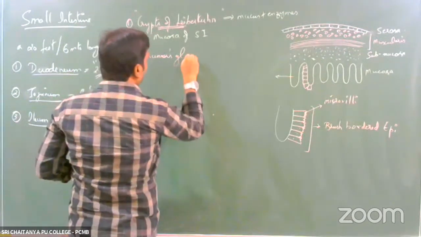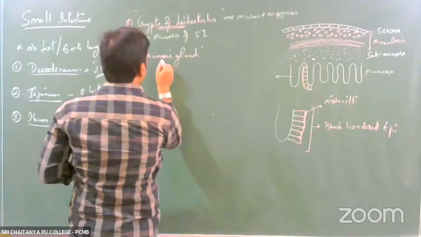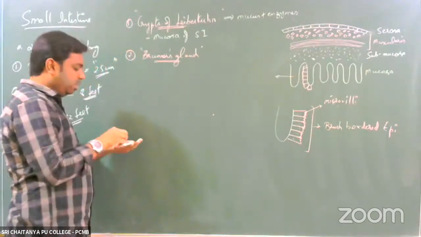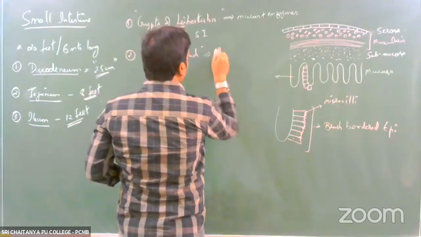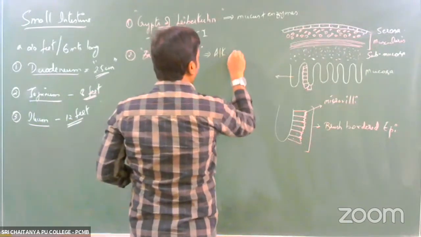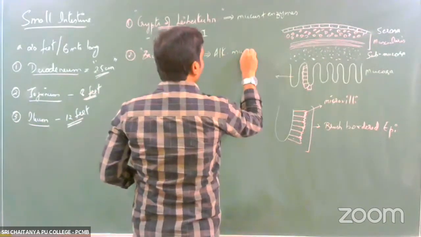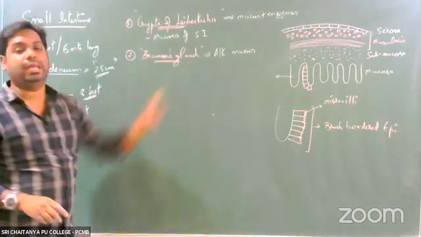Right, it is called the Brunner's gland. So this is the second gland that is being present. This Brunner's gland would start secreting alkaline mucus. Right, so Brunner's gland would secrete alkaline mucus.